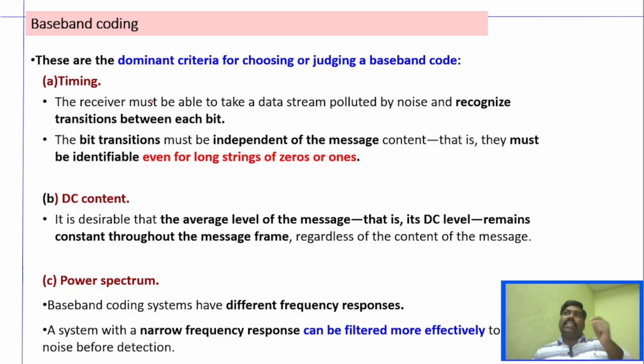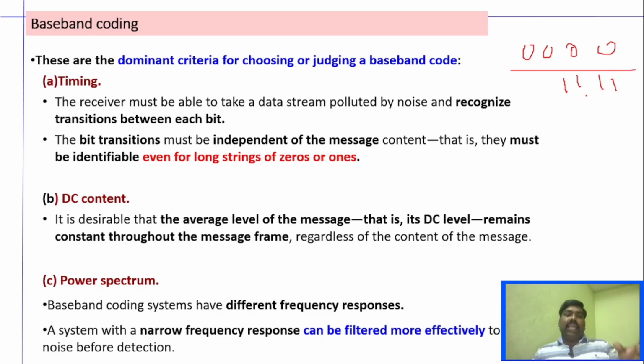That is, the receiver should not be taken away because of the message content, right? If there are all zeros, or continuous ones, then it should not decode the message wrongly, right? That is, the bit transition must be independent of the message, right? If the message has zeros continuously, or ones continuously, then it should not affect the decoding process, right? And the bit transition should be independent of this particular message content.